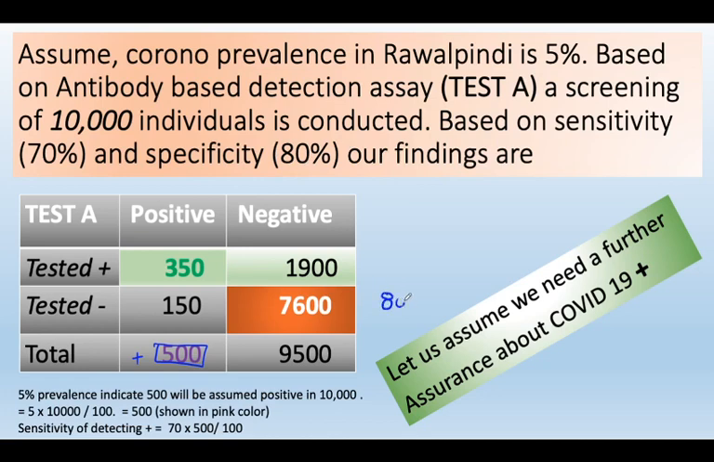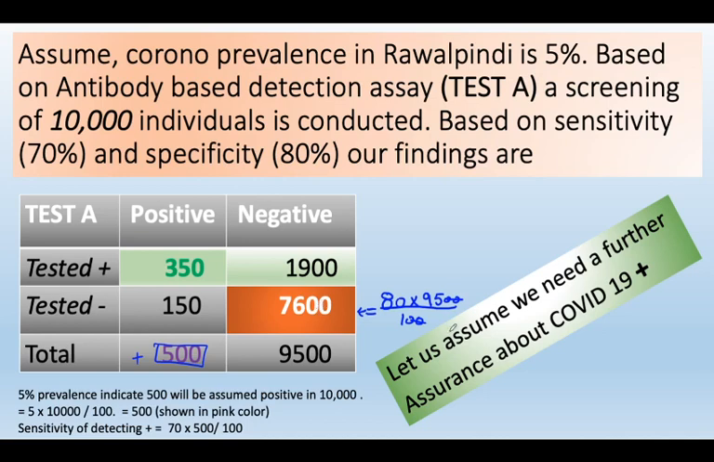In order to calculate that value of 7,600, I am multiplying 80 with 9,500, because the remaining 500 are declared as positive, and then dividing by 100 to get the numbers. So the 7,600 you are looking at is derived from this proportion. So 350 are true positive individuals where the test is positive, and 7,600 are true negative individuals declared as negative.